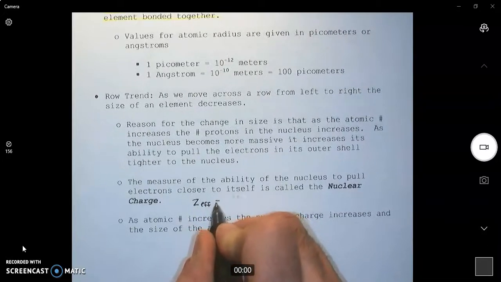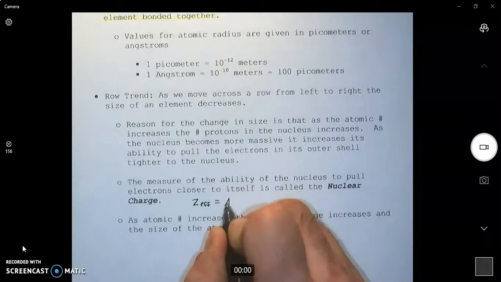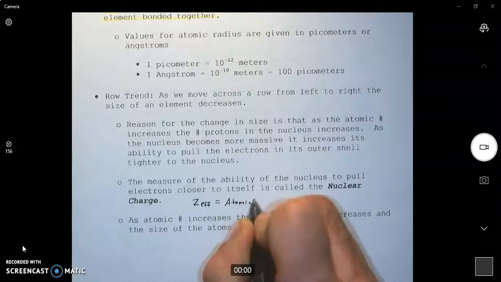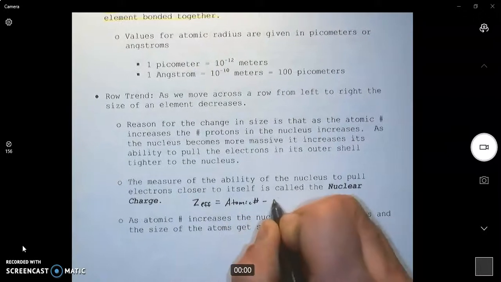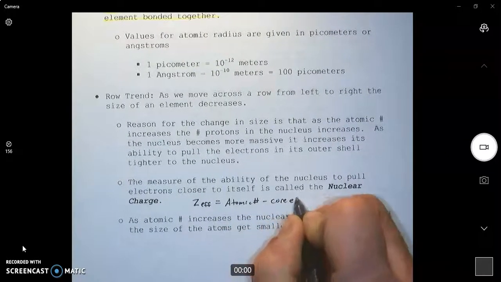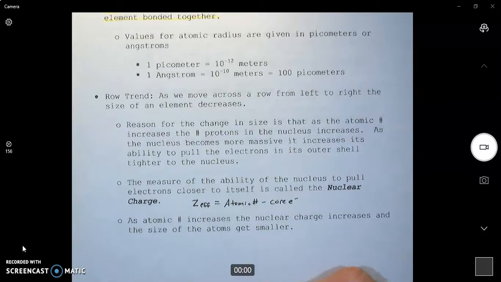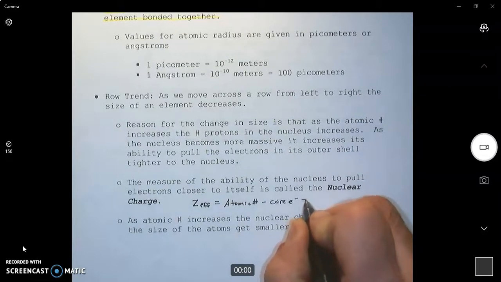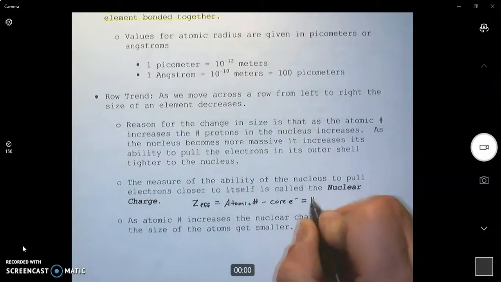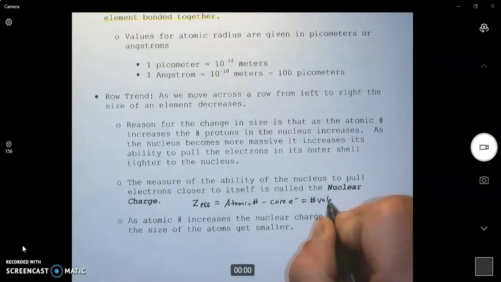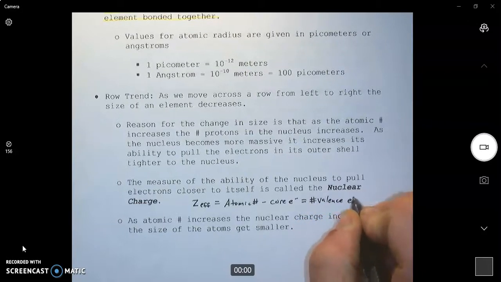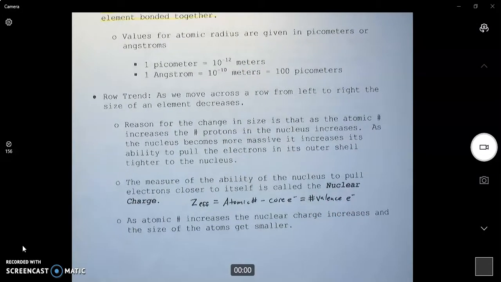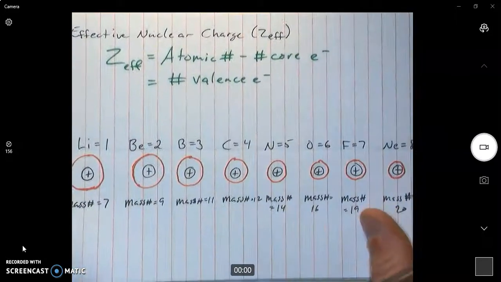And the way that we calculate Z effective is we take the atomic number minus the core electrons. So that's everything that is not a valence electron, and that's going to give us our nuclear charge. Well, that just happens to be equal to the number of valence electrons. And as the number of valence electrons goes up, so does the Z effective, so does the gravity of the atom, and the atoms will shrink in size.